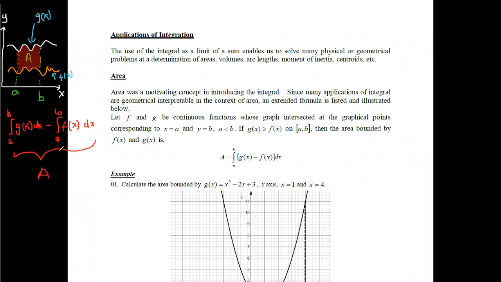When we discussed the definite integral, we learned that if we have the same interval of x, we can write them inside a single integral. Therefore, this can be written as the integral from a to b, where the limit is common for both. What you need to do is take the difference, which is g(x) minus f(x).